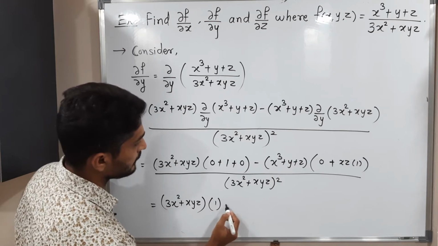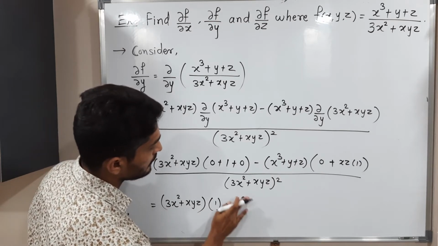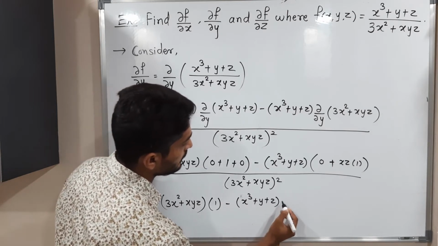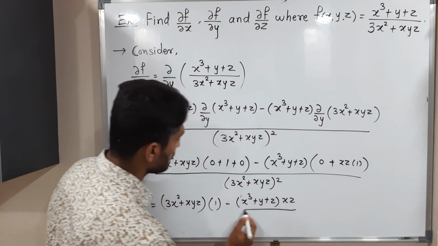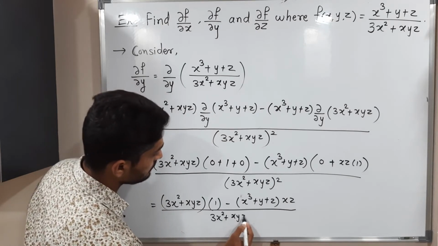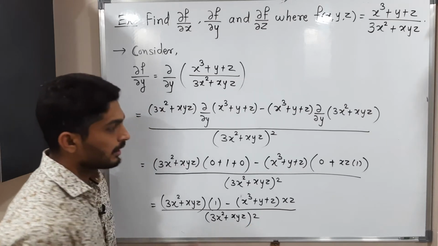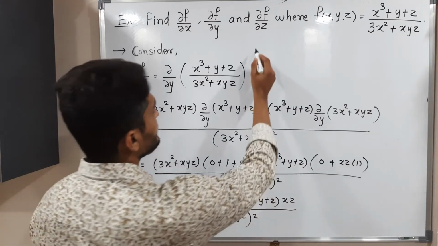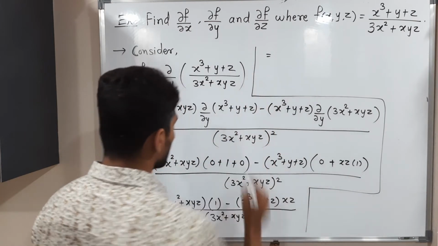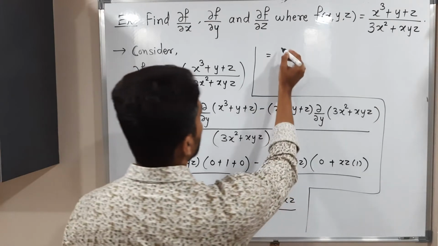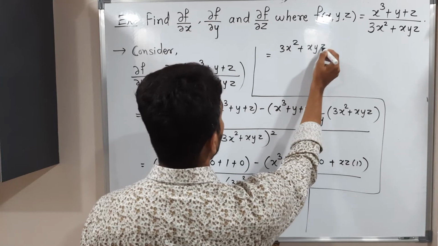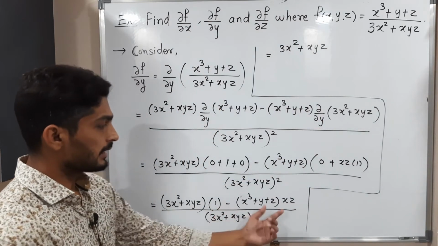This is 1 simply minus, sorry, this is x cube plus y plus z, and here we will have xz divided by... okay, I think we can simplify it further. So let us try what we'll get. We will be happy if a few terms get cancelled. If you multiply it by 1, we will have the same 3x square plus xyz.